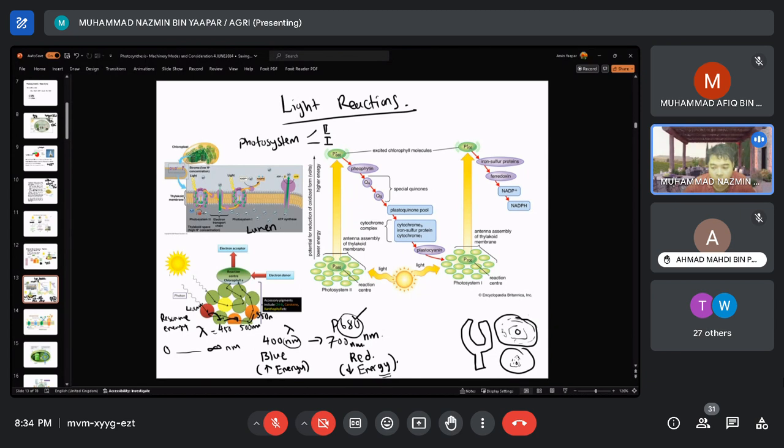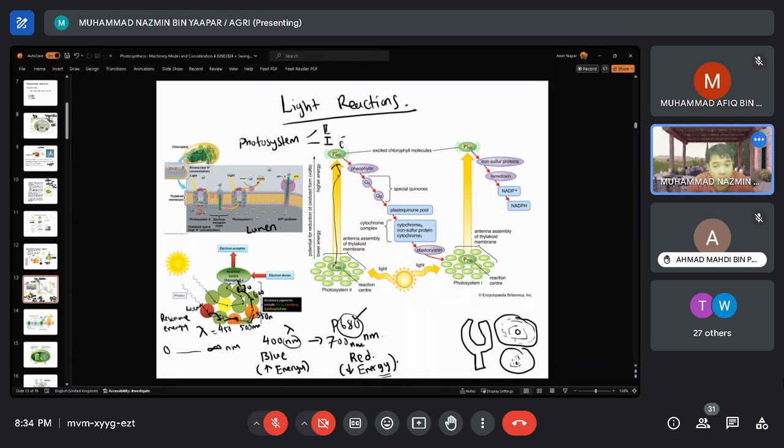When they transfer, the first one will have more energy than the second one. So that's what happens here. The energy gets transferred here, becoming lesser and lesser. This one 600, and then 670. See, 670, right? Then the moment it arrives here, 680, the electron gets ejected out. It becomes excited.